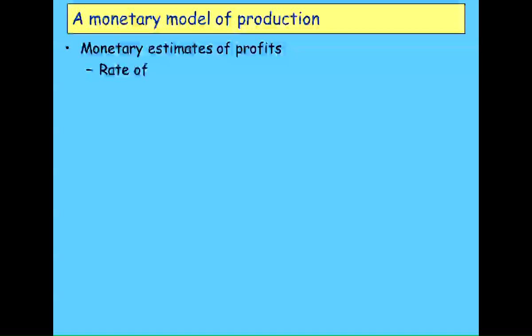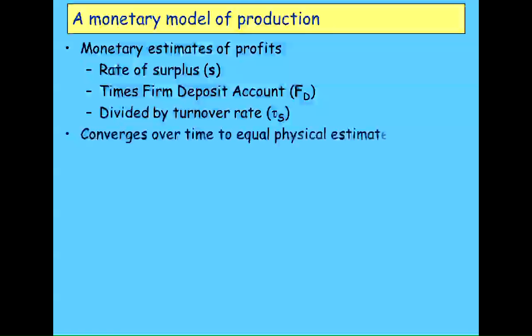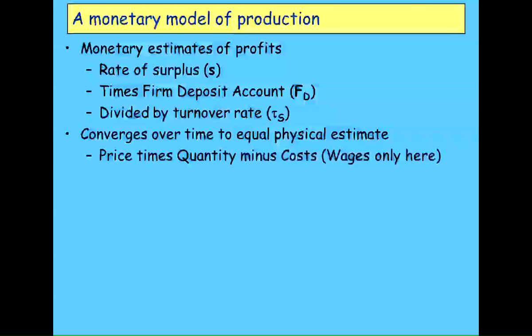Now, when I do the monetary estimates of profits, as I showed you last week, that's the rate of surplus times the firm deposit accounts divided by the turnover period. And that converges over time to equal the physical estimate, which is prices times quantity minus costs. I've actually got wages and interest rates inside there, by the way. That's a mistake from an earlier set of slides.